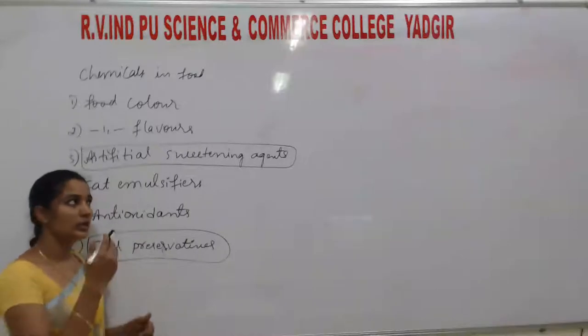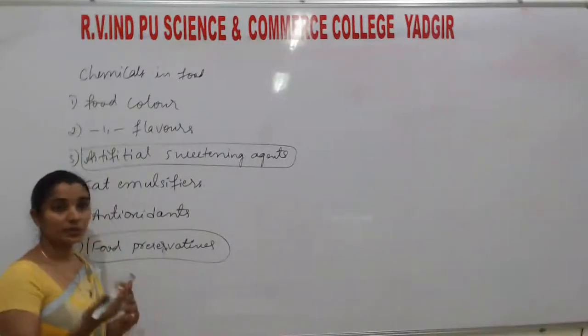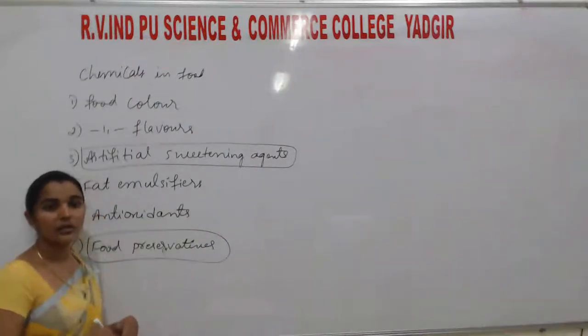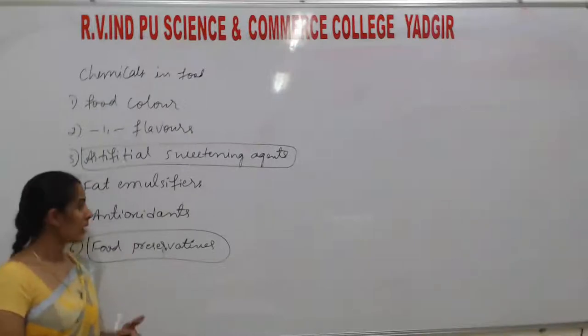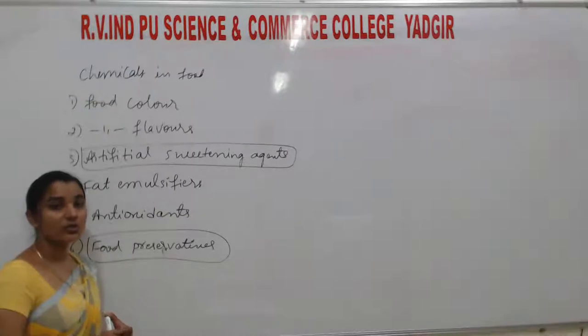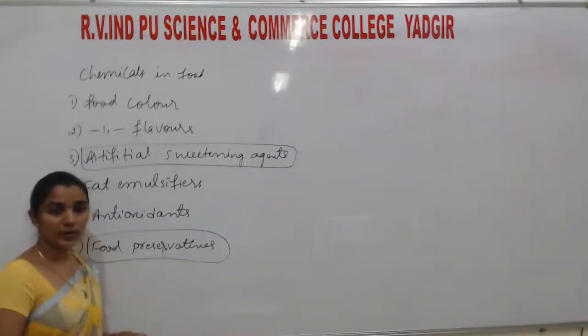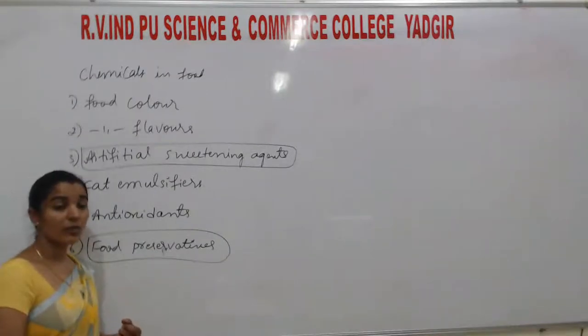Antioxidants means, in our food, so many biochemical reactions take place, oxidation takes place, reduction takes place, even inside our body, but it is a little less. So antioxidants are also used as food preservatives. For example, baking soda, sodium bicarbonate is converted, and carbon dioxide is released. Antioxidants means it itself undergoes reduction, removal of O2. Understand?